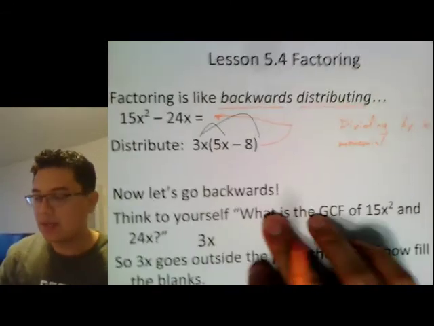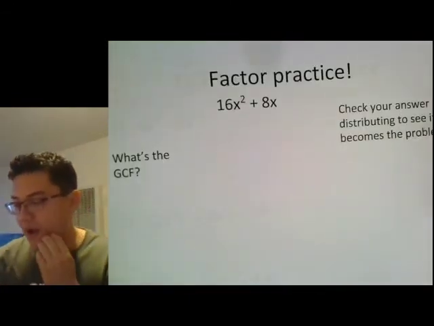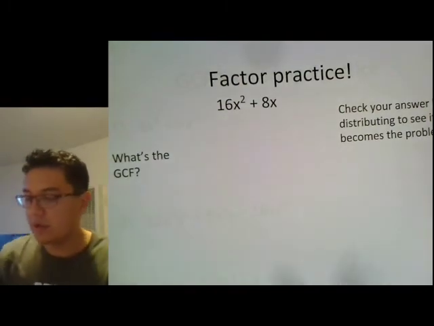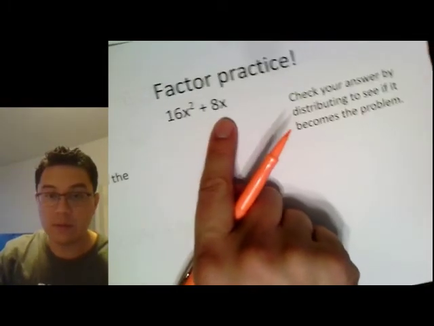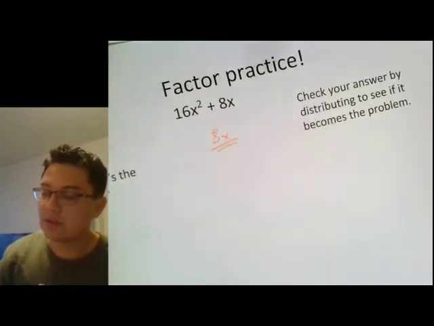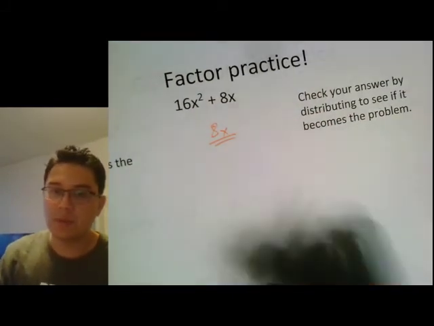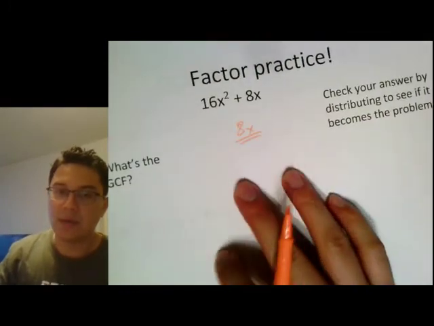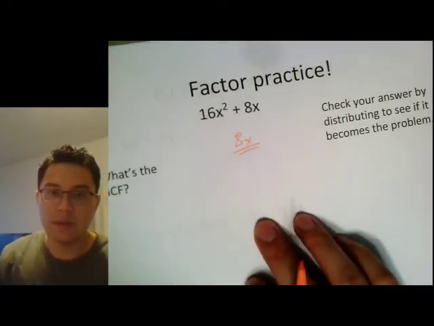I'm not going to waste a lot of time on that. We already know how to do that. I'll let you guys do this practice problem on your own. The greatest common factor here is going to be 8x. So if 8x is the greatest common factor of these two numbers, what can we pull out? I'll let you guys sort that one out on your own. If you guys need help with this one, let me know in class.